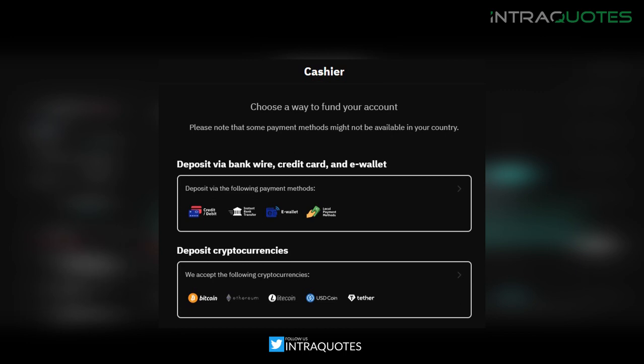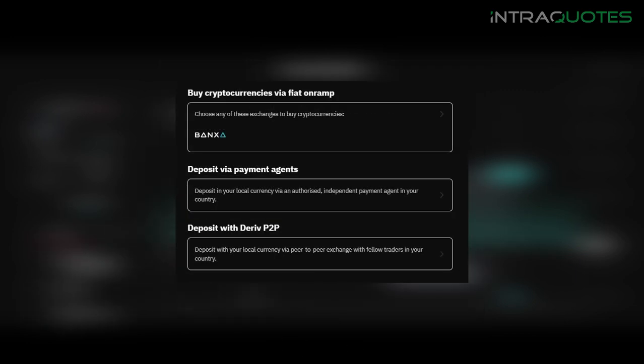Deriv has a wide variety of deposit and withdrawal options. You can deposit here with a local bank, Bitcoin, or other options.